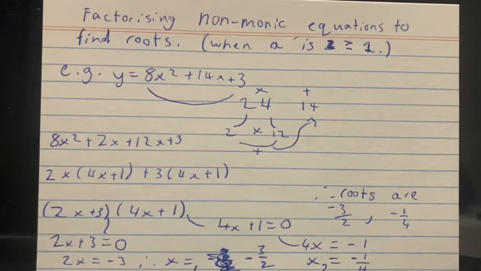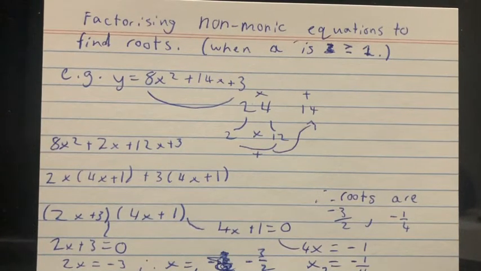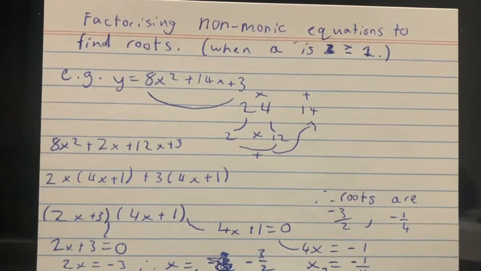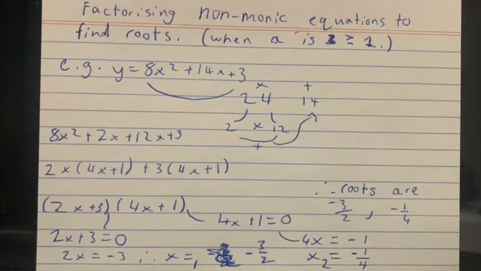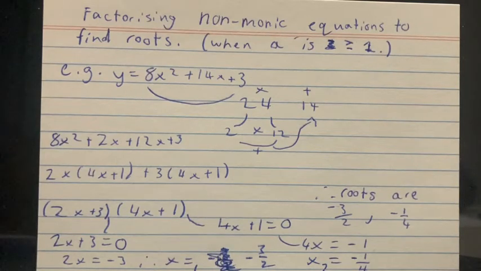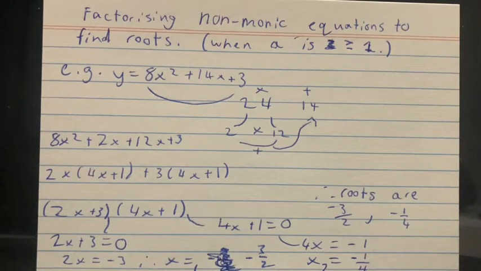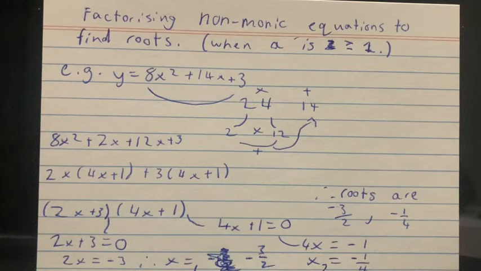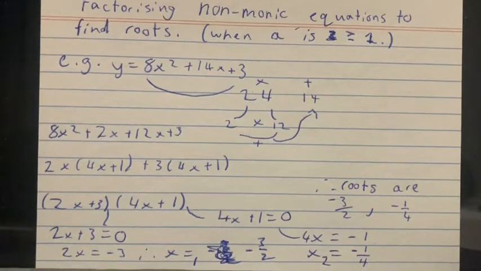The equation is then changed to look like y equals 8x squared plus 2x plus 12x plus 3. You then factorize 8x squared plus 2x to get 2x(4x plus 1). And you also factorize 12x plus 3 and you get 3(4x plus 1). The equation now looks like 2x(4x plus 1) plus 3(4x plus 1). You then add the 2x and the 3 and put them in brackets, 2x plus 3, and since 4x plus 1 is the same, it goes in brackets: (2x plus 3)(4x plus 1).